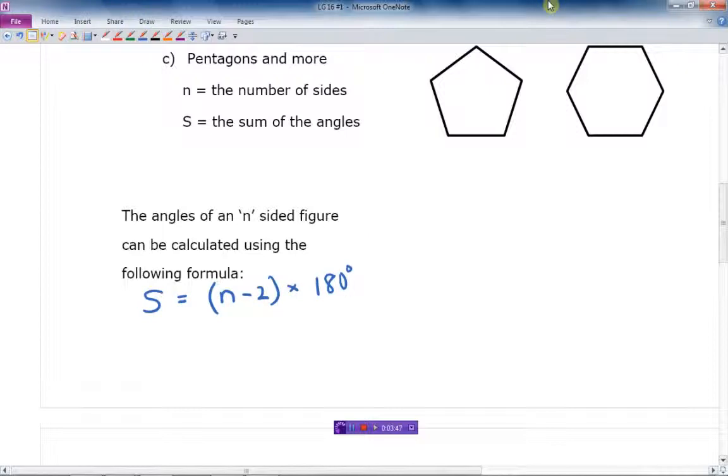So for instance, if it was the sum of the angles of a triangle, I would put 3 in there for the number of sides. Okay, and 3 minus 2 is 1.